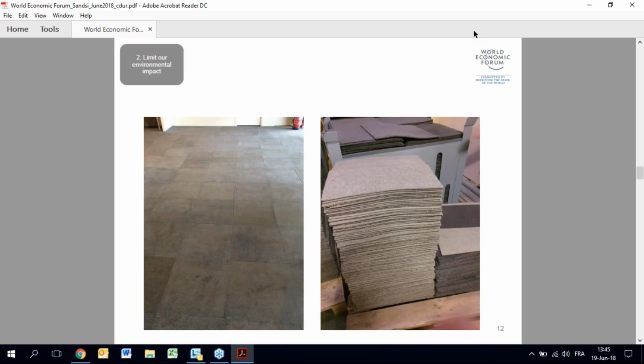Then, of course, with the help of our event supplier, Feasibility, we looked at all the decoration materials that we were using and shifted some of the carpet that we were using towards carpet tiles. So this obviously reduces a lot the amount of waste.